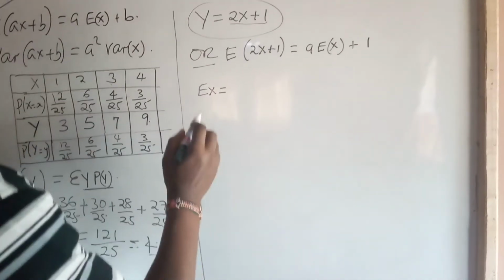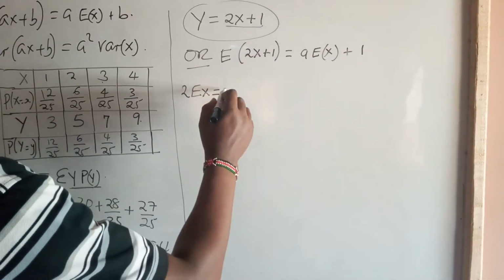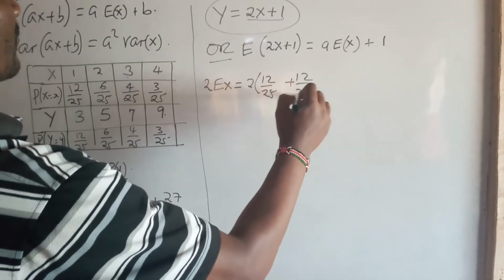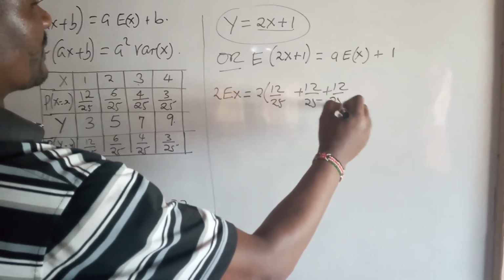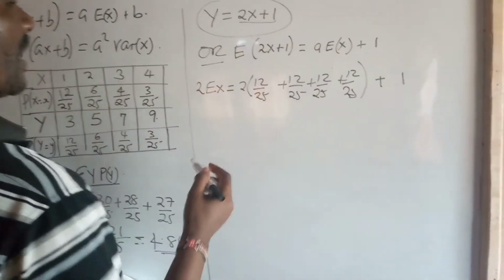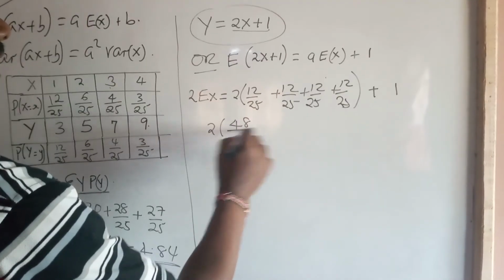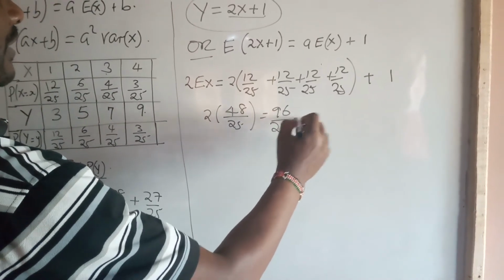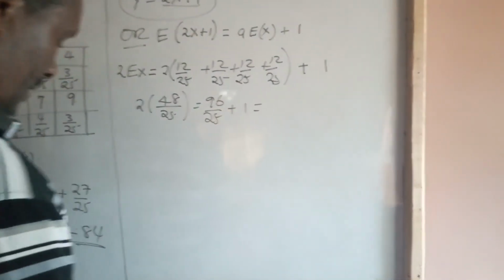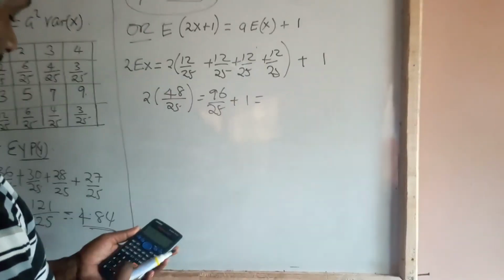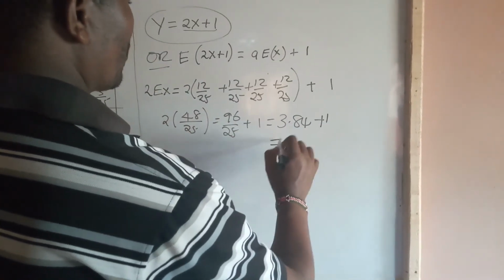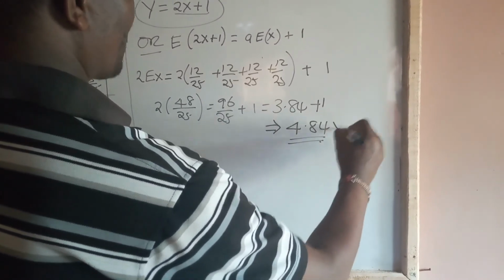So E(x) is equal to, or 2E(x) for that matter, is 2 multiplied by 12 out of 25 plus 12 out of 25 plus 12 out of 25, and finally 4 times 3, again 12 out of 25. All these we have to add 1. Let's see, this is 2 times 12 times 4, 48 out of 25, which is 96 out of 25, plus 1. 96 divided by 25 is basically 3.84. When you add 1 to this, you will surely get 4.84.